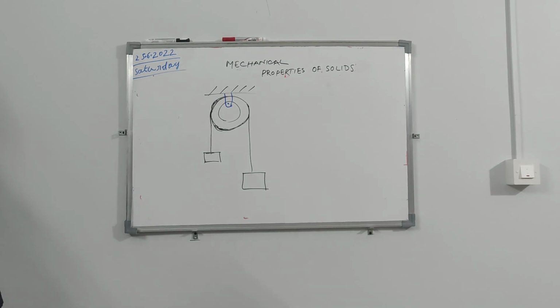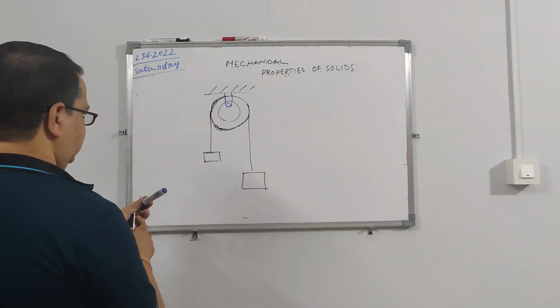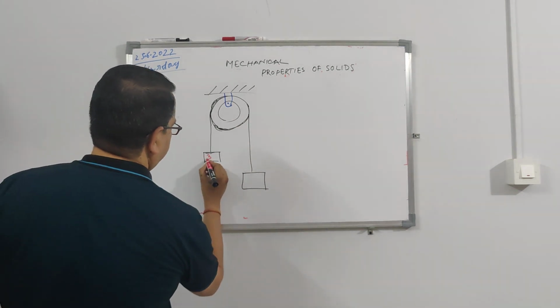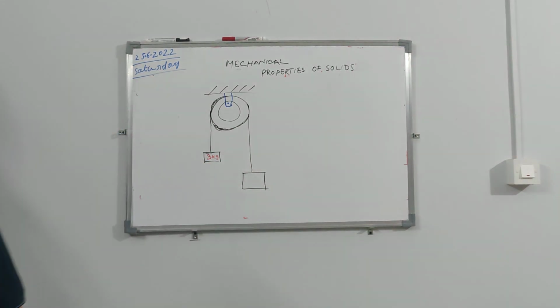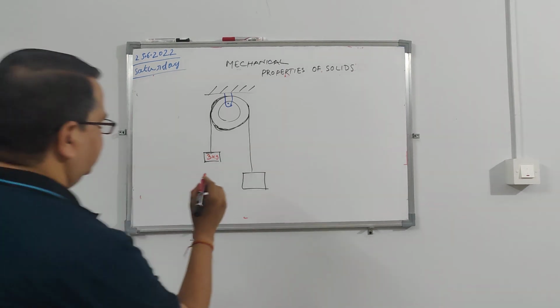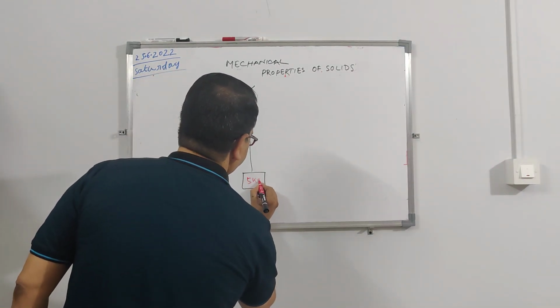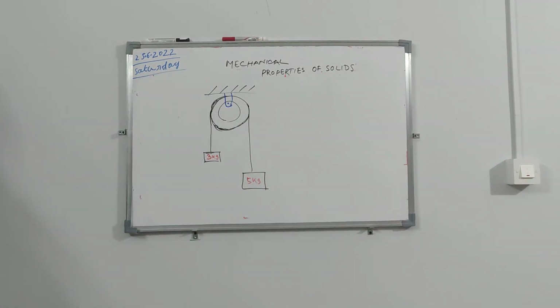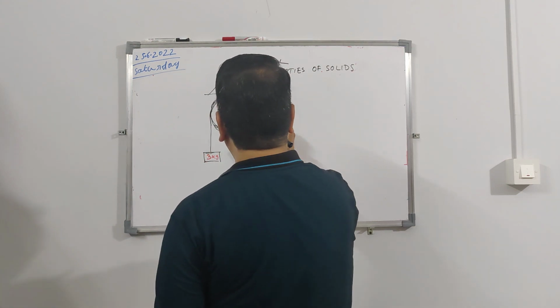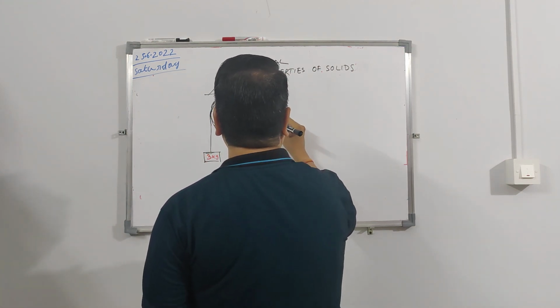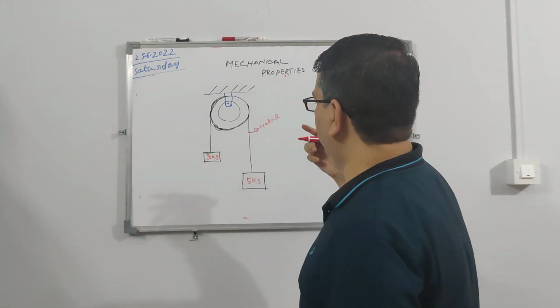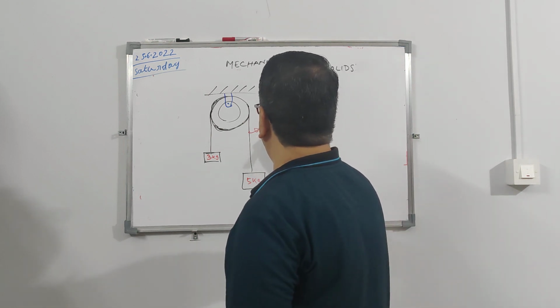This weight is 3 kg, and the other one is 5 kg. Both masses are connected by a metal wire. Normally the pulley wire will be made of metal because a lot of load will be there. So this is a metal wire.